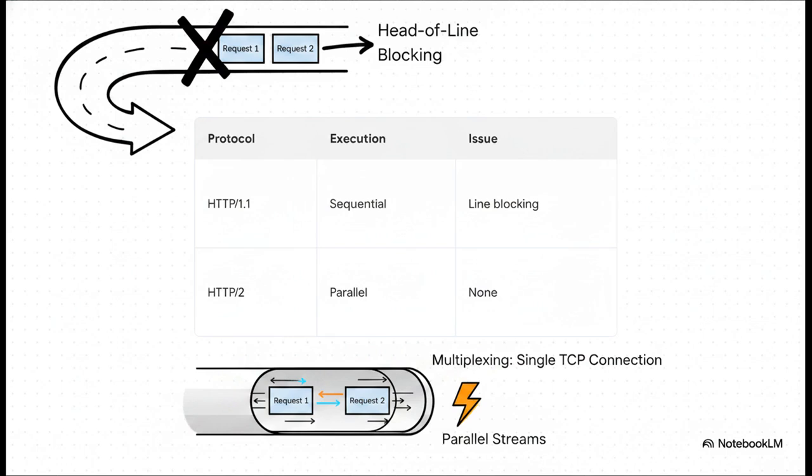But look, small payloads aren't going to save you if the network highway is completely clogged. Without HTTP/2, requests often have to wait sequentially. If request 1 gets stuck, everything behind it just stops. It's a massive bottleneck known as head-of-line blocking.